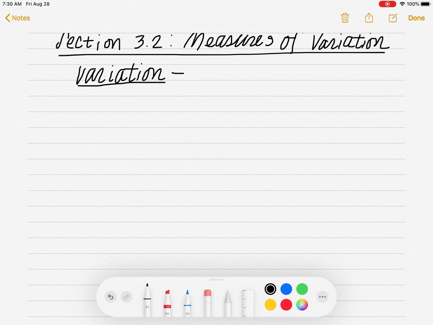So welcome, it is section 3.2 time, which is about measures of variation. And when we use the word variation in statistics, variation broadly refers to how spread out data is. So how much variety there is in data, or how spread out data is.